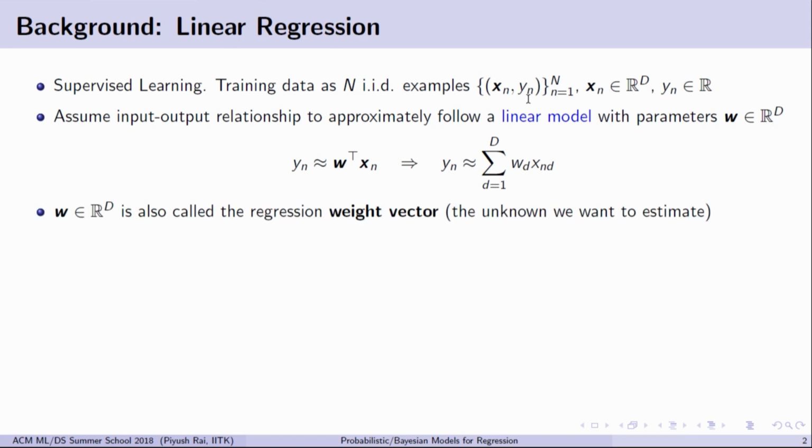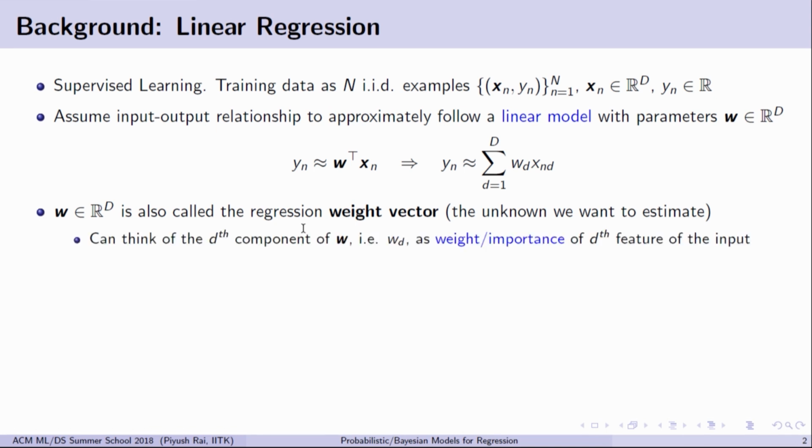And as I said, w, which is a D-dimensional vector, is the regression weight vector, and this is the unknown that we will be trying to estimate. How we estimate this is what we're going to look at. You can also think of the weight vector w as something where the dth component is telling us the importance of the dth feature in the data. So wd is how important the dth feature is in making the prediction.